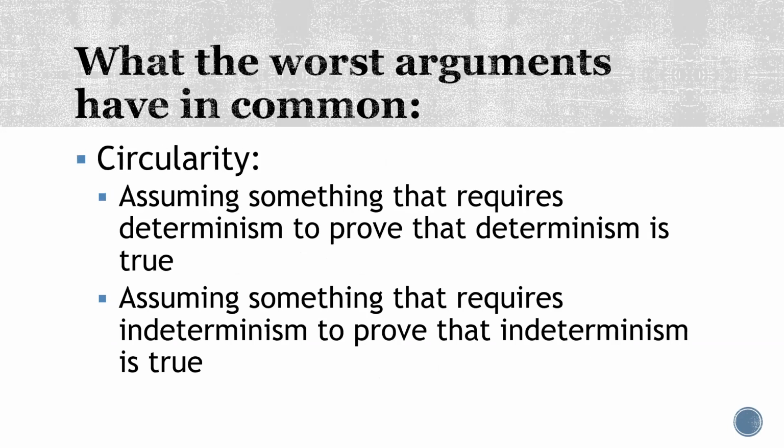All right, so let's take a bit of a retrospective on some of these bad arguments. Here's something they all have in common. All these bad arguments have some sort of circularity. That is, assuming something that requires determinism in order to prove that determinism is true, or assuming something that requires indeterminism to prove that indeterminism is true.